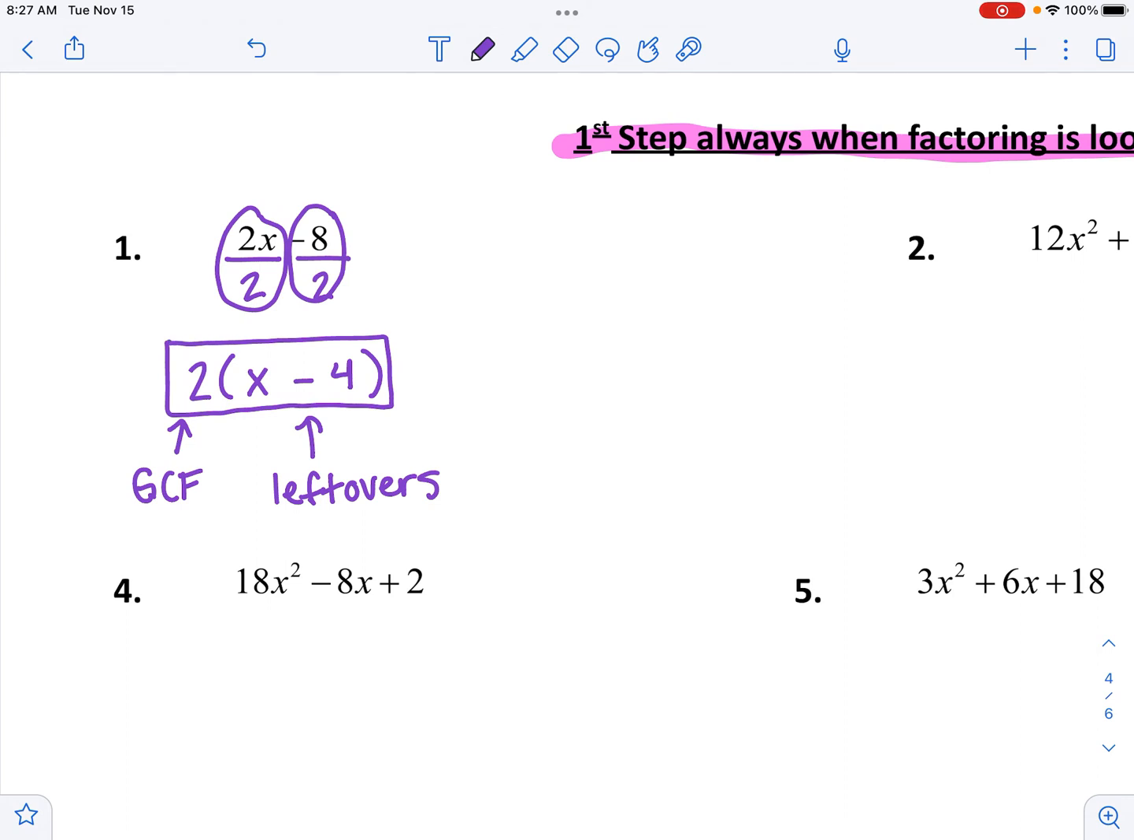We have factored out the GCF, that's out front. What is left over after that division is in the parentheses. A way to check your answer is we could multiply this back out. We could do our distributive property, 2 times x, 2 times negative 4, and we would get back to that original problem.